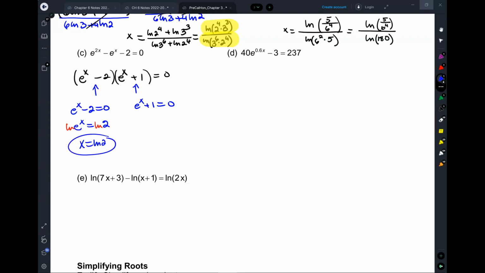Okay, here, e to the x equals minus 1. ln of both sides. X equals ln of minus 1, which is what? Not possible. So throw that out, so you only have ln of 2. Because you can never have ln of a negative number, because no exponent to the power of something will be negative.